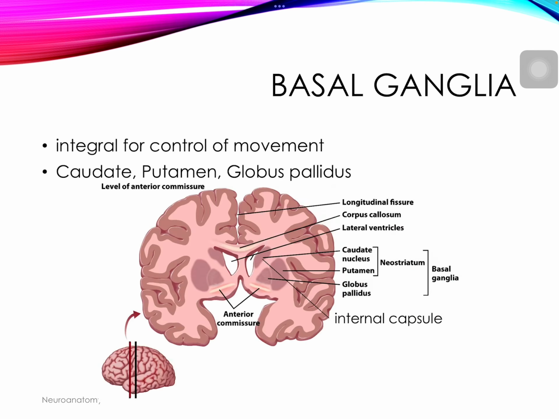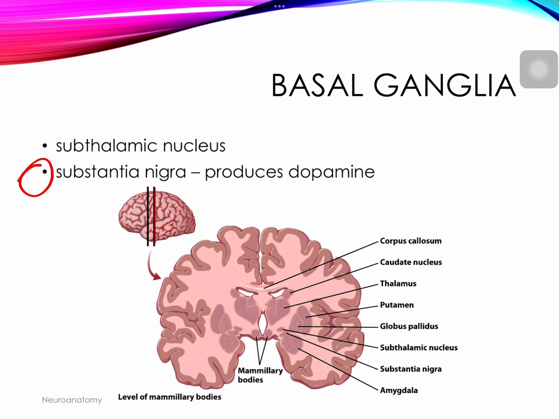Here, the basal ganglia, we talked a little bit about this before. This is really important for the control of movement. If we look at some of the structures of the basal ganglia, for example, the caudate, putamen, globus pallidus, if there are injuries to these particular areas, we're going to see potentially disorders or problems in movement. One very specific area of the basal ganglia that we've already talked about that is involved with Parkinson's disease is the substantia nigra.